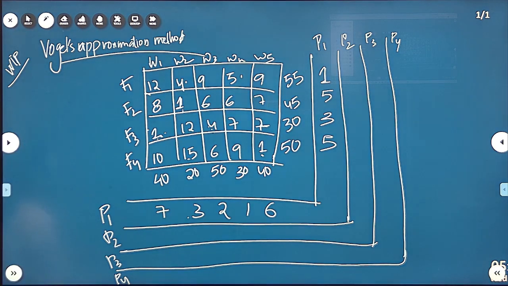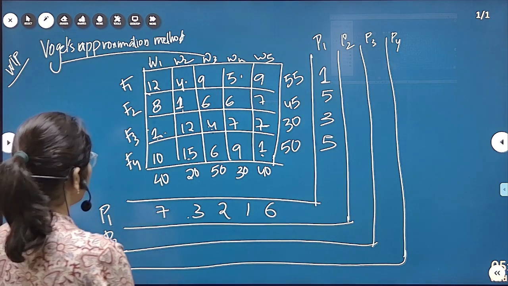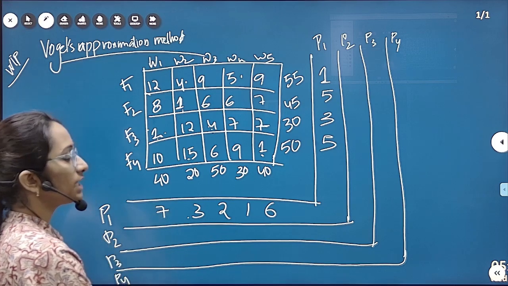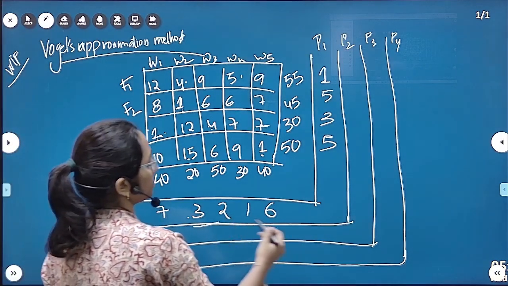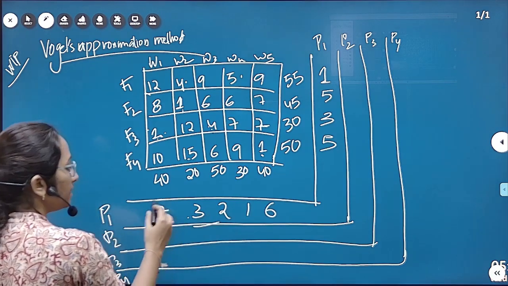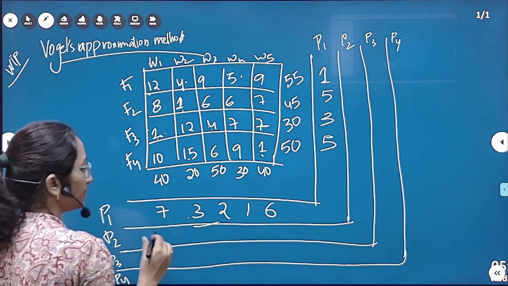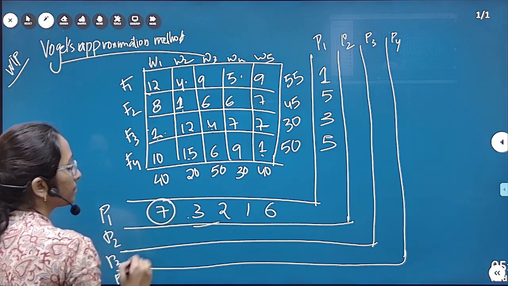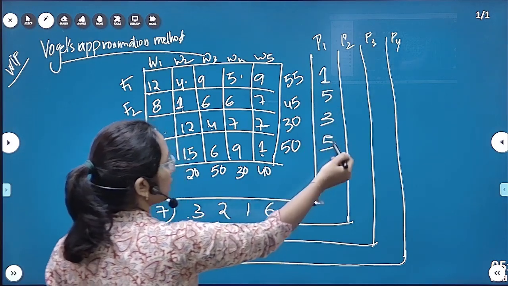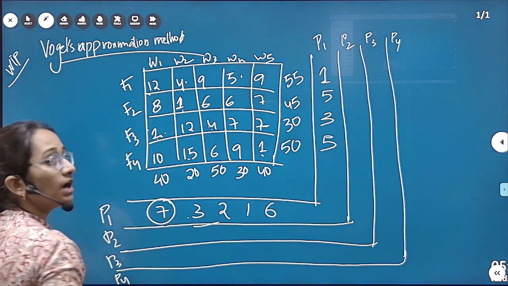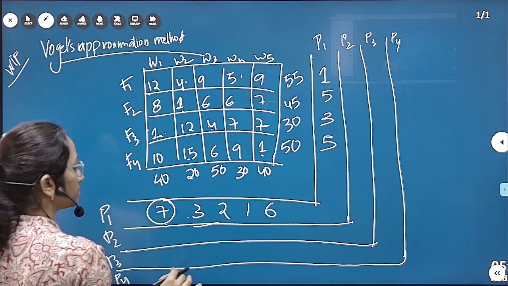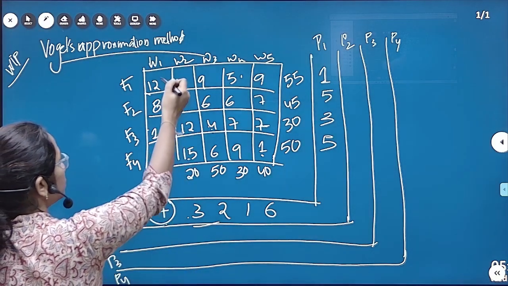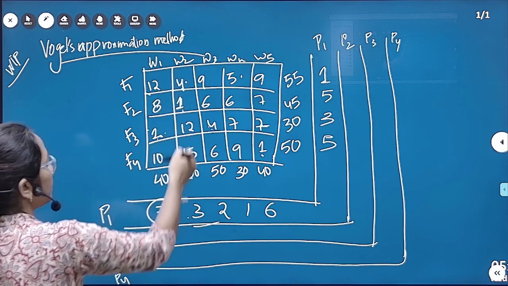Clear? Yes, ma'am. Okay. So you need to choose now from the P1, in the column wise and the row wise, the higher number. So here the higher value is 7, right? In the column wise and the row wise, the value of 7 is higher. Okay? Clear? Yes, ma'am.